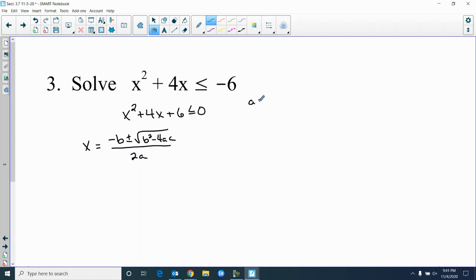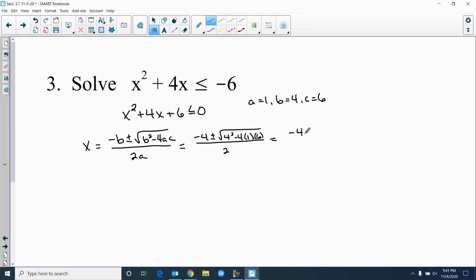A is 1, B is 4, C is 6. All right, so the opposite of 4 is negative 4, plus or minus the square root of 4 squared minus 4 times A, which is 1, times 6, over 2 times 1, which is 2.